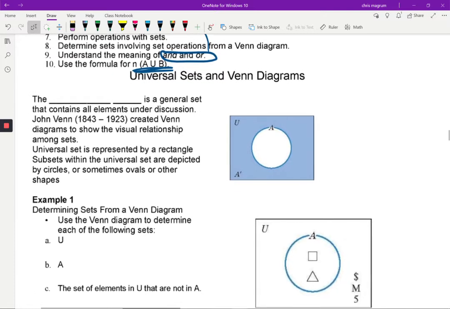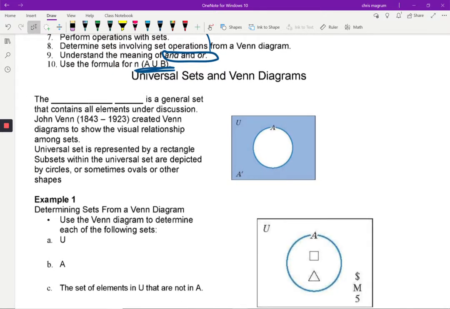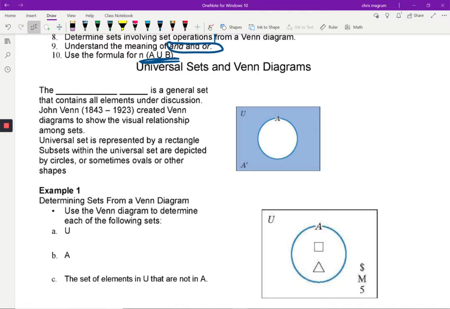Okay, so universal sets and Venn diagrams. A little history first. We have the universal set. A universal set is a general set that contains all elements under discussion. Then the history part: John Venn, and it tells you the years that he lived, created Venn diagrams to show the visual relationship among sets. Again, you've hopefully seen plenty of Venn diagrams over the years in school. English classes use them. You'll see them all over the place.